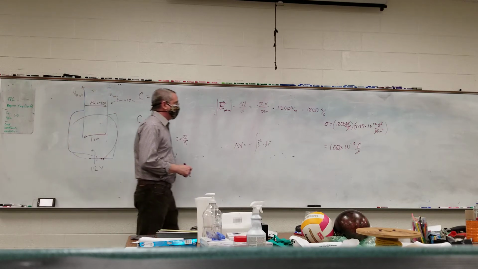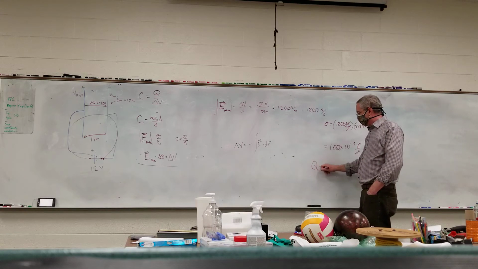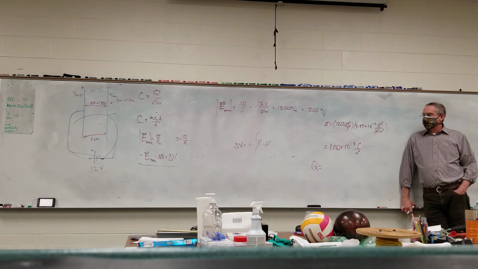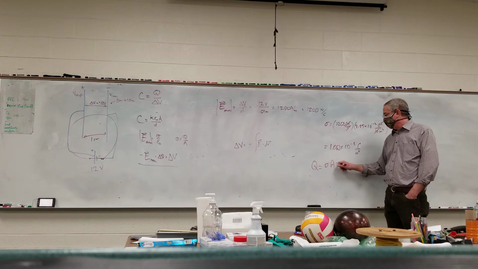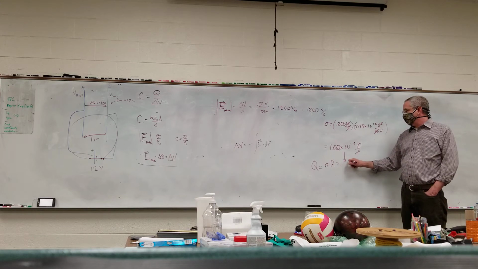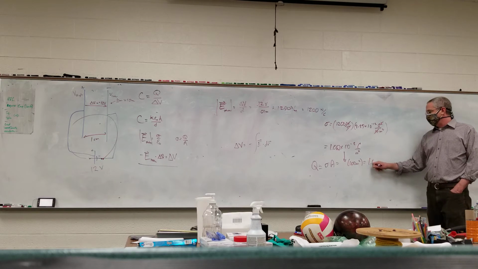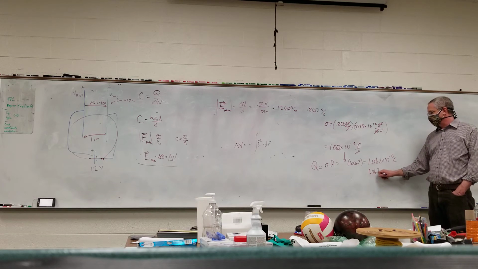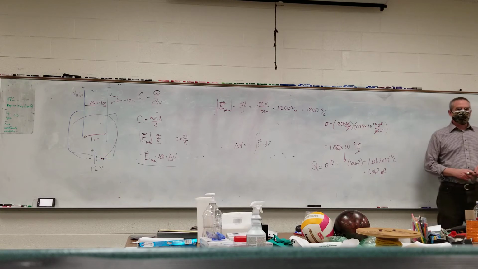And now, what is the charge? Sigma times the area. So this times 100 square meters. So 1.062 times 10 to the negative sixth coulombs, or 1.062 microcoulombs. For those fans of prefixes.